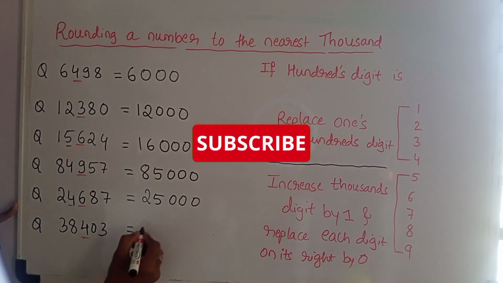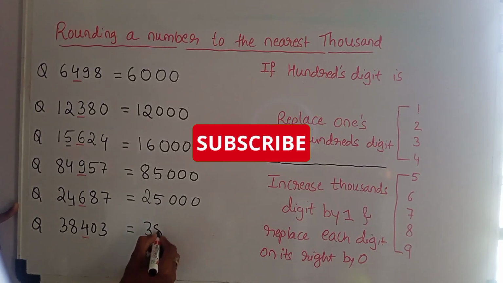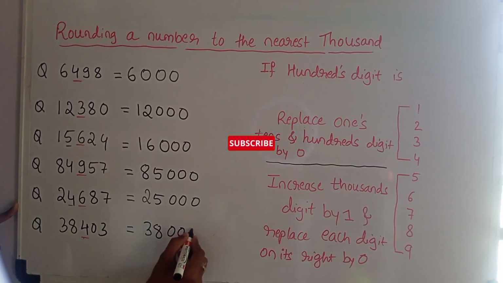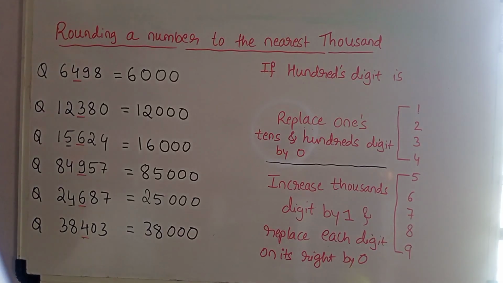Check the hundreds place. It is less than 5, keep 38 as it is and remaining as zeros. 38,000 is the answer. This is how we have to round a number to the nearest thousand.